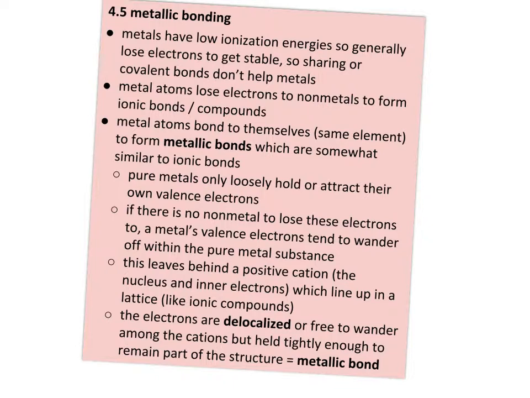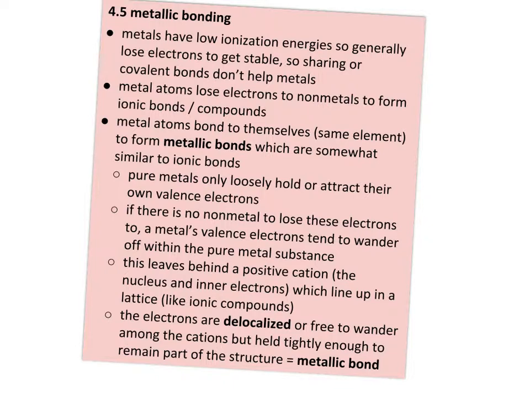So a traditional covalent bond doesn't really help metals out. So what metal atoms tend to do is they bond to themselves, so the same element, and they form these metallic bonds that are somewhat similar to ionic bonds, although they have some similarity to covalent bonds too, so they get their own name, metallic bond.